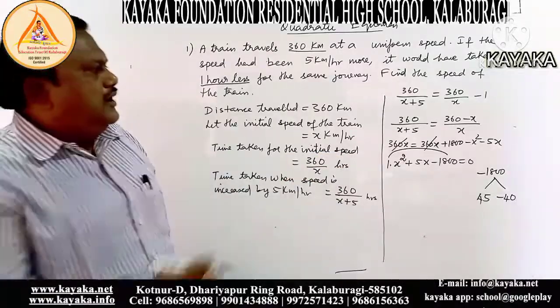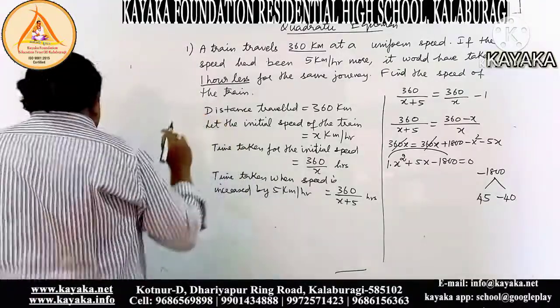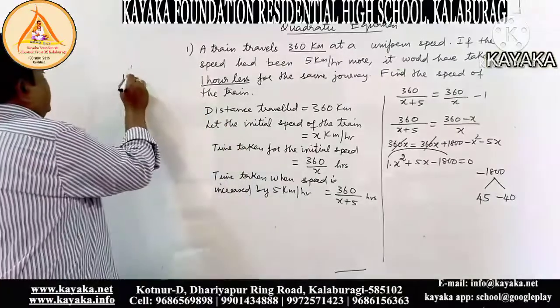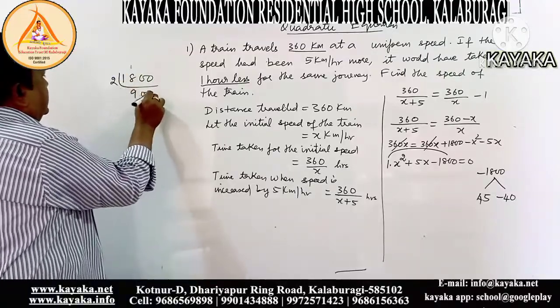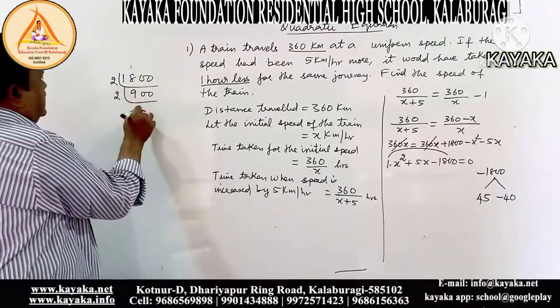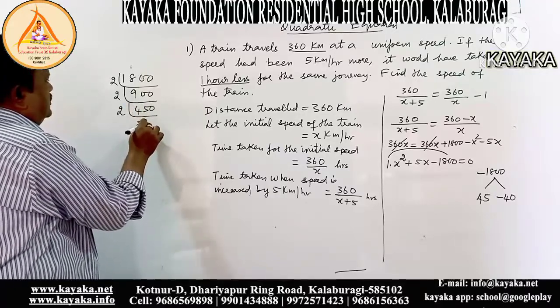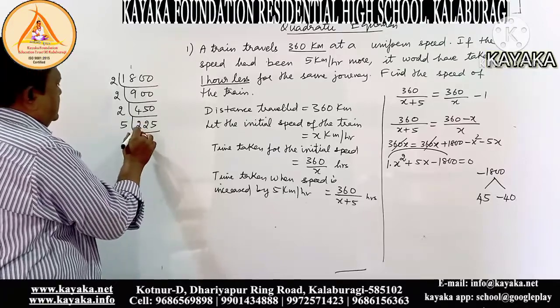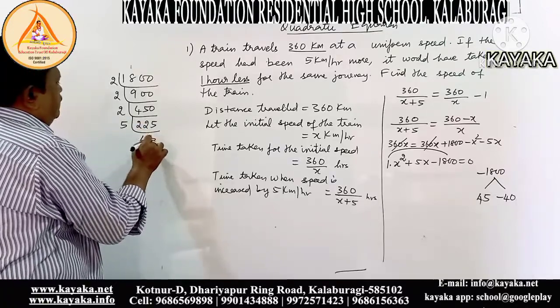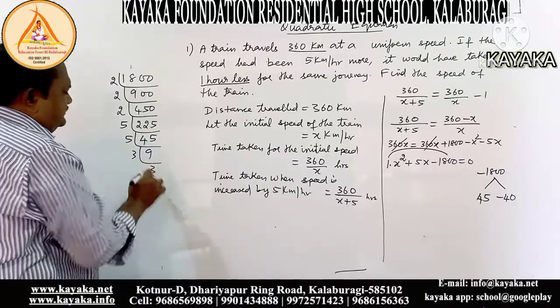Okay, for that also, how are we getting the factors? I will do it here. Say 1800 divided by 2 will become 900. Divided by 2 it will become 450. Again divided by 2 it will become 225. Again divided by 5 you will get 45. Again divided by 5 you will get 9. You will get 3.